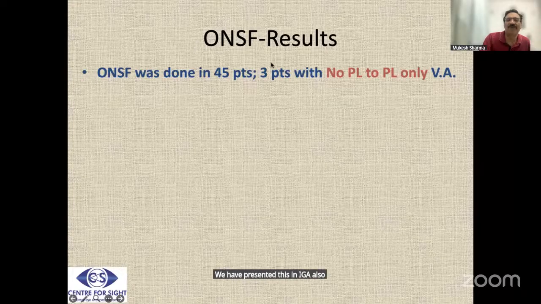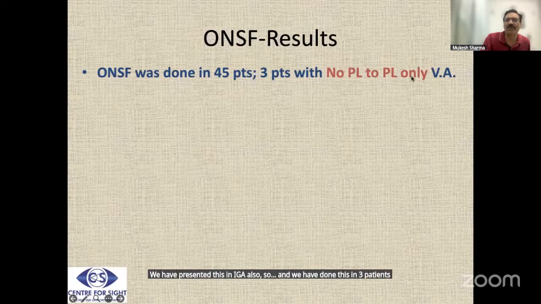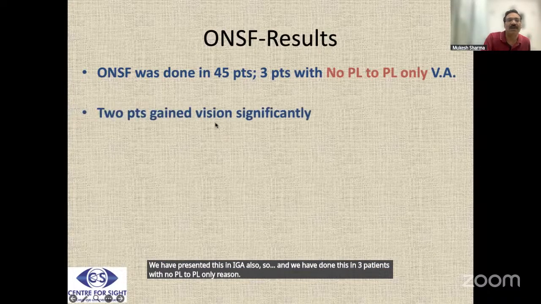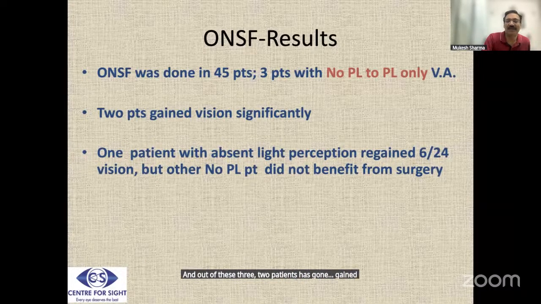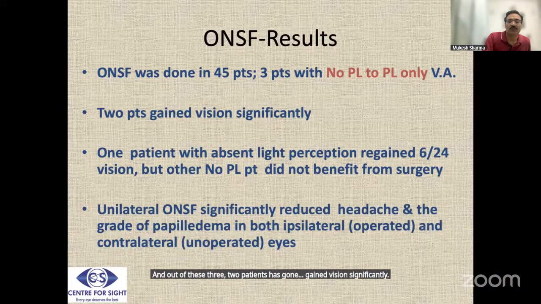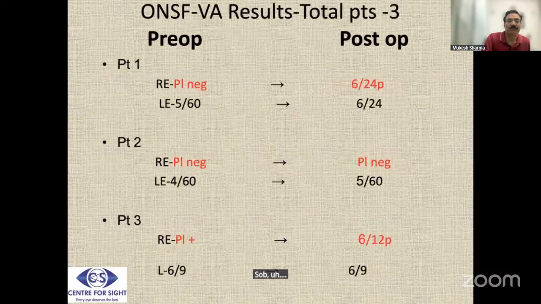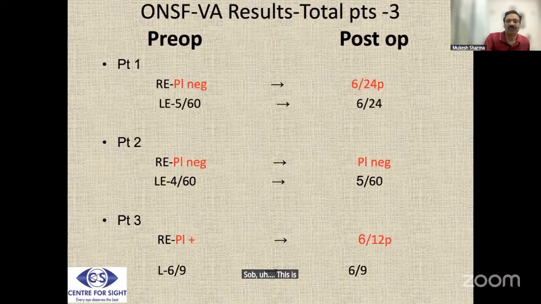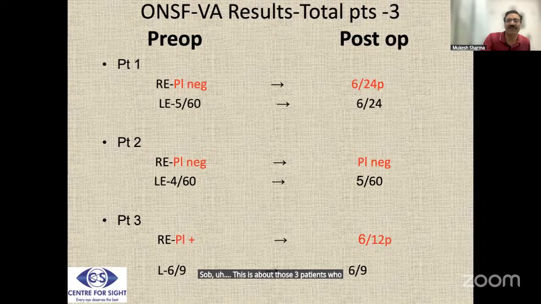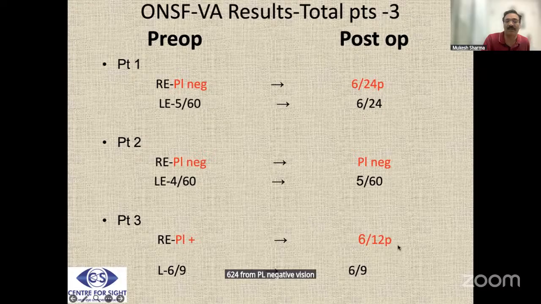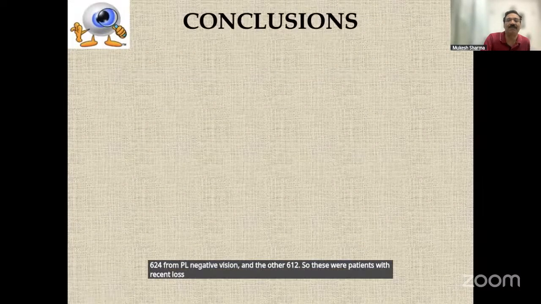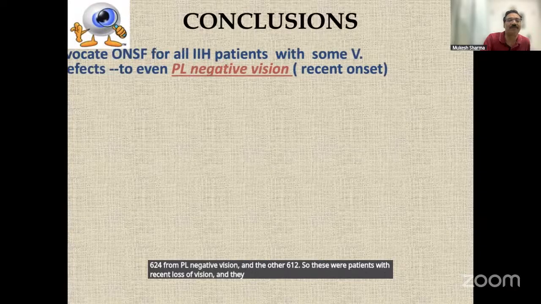We have done this in 3 patients with no PL to PL only vision, and out of these 3, 2 patients gained vision significantly. These were the patients who had very little vision, and 2 of them gained: one gained 6/24 from PL negative vision and the other 6/12. These were patients with recent loss of vision and they can get vision.